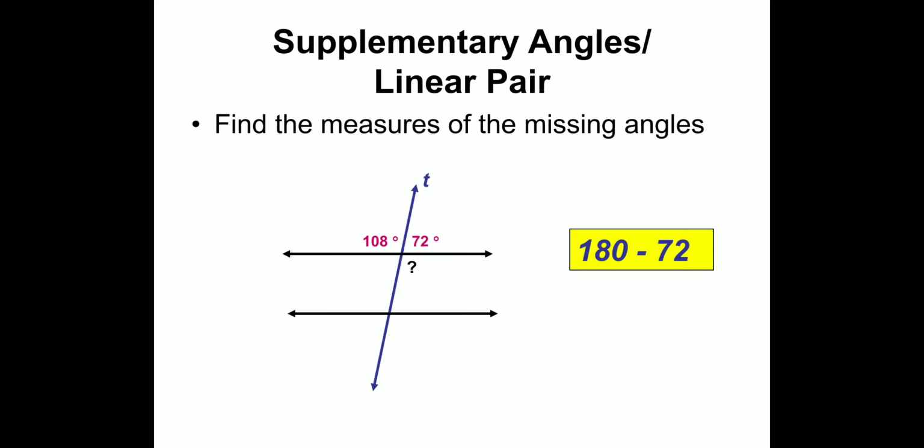Now let us see. We cannot do it like this with linear pairs and so on. So now we should see the opposite of it, vertical angles.